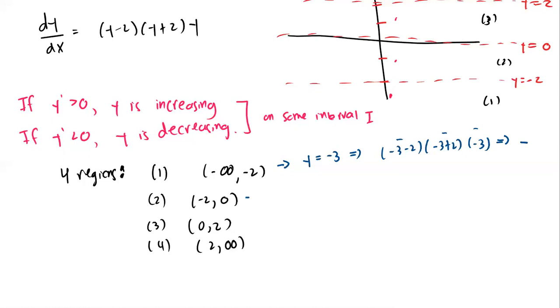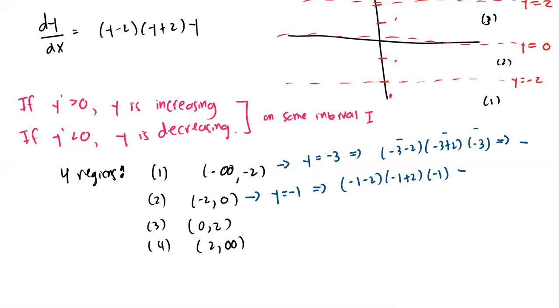Okay. Now let's do the same here. Let's pick something between negative 2 and 0. We can pick, for example, y equals negative 1. Do the same thing. Plug it into the expression we have for our derivative. So we have negative 1 minus 2 times negative 1 plus 2 times negative 1.